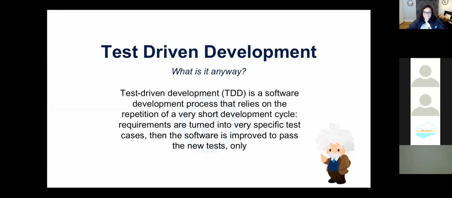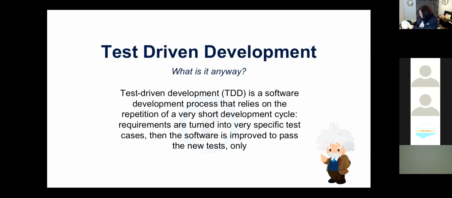So at its core, this is a really classical definition of test-driven development. It's a software development process, and it relies on a couple of things. The first is a really short development cycle, where you're looking at a business requirement, turning it into a very specific test case, and then writing your code, your actual business logic Apex, so that your code helps you pass those tests.